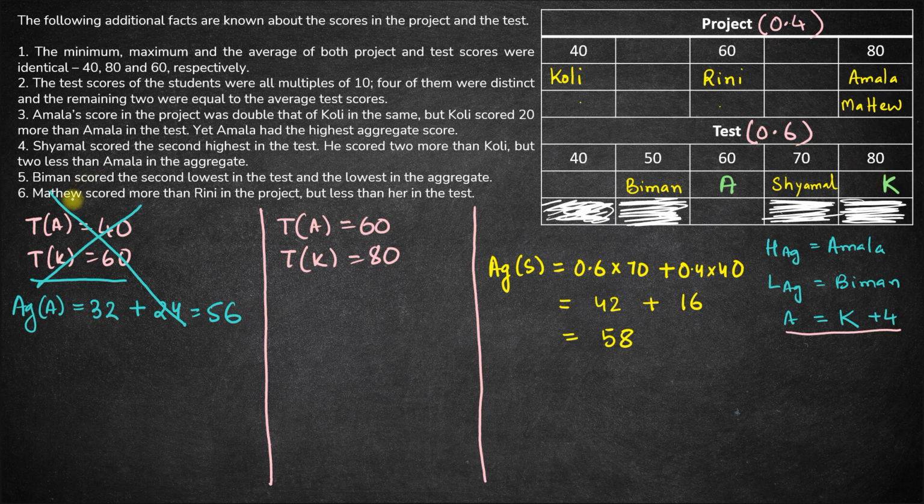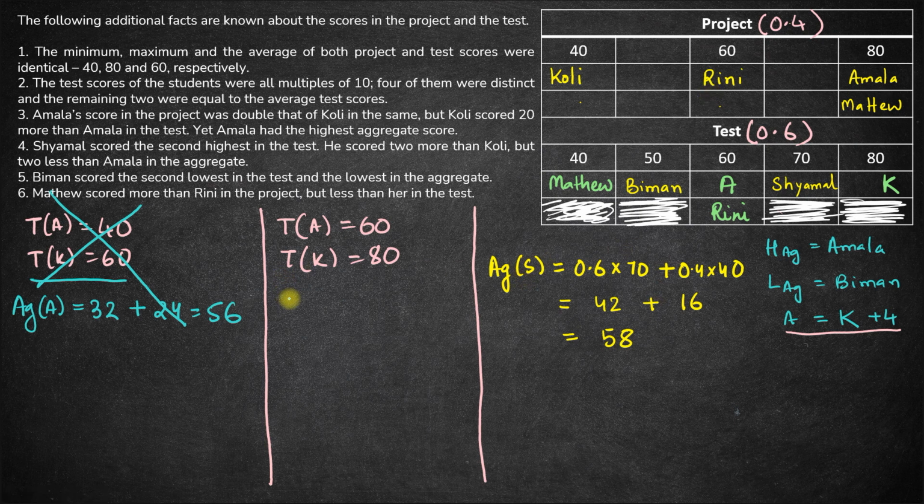And also we are given that Mathew scored more than Rini in the project but less than her in test. So Mathew scores less than Rini in test. Only way that is possible is that Rini gets 60 marks and Mathew gets 40 marks. Okay, so this is the only possible case here, and now we are remaining with Shyamal and Biman to be arranged over here. So let's calculate the aggregate scores of Amala first.